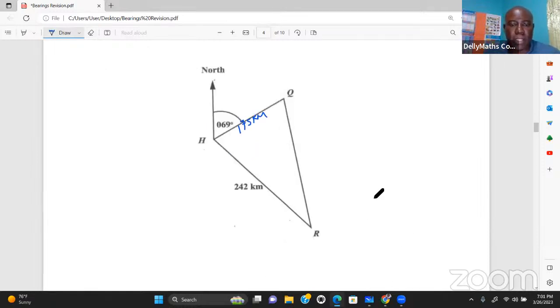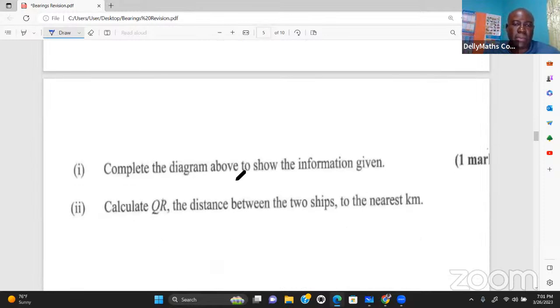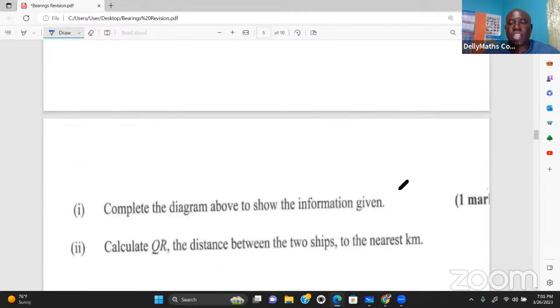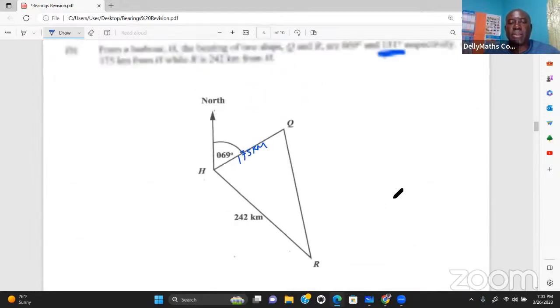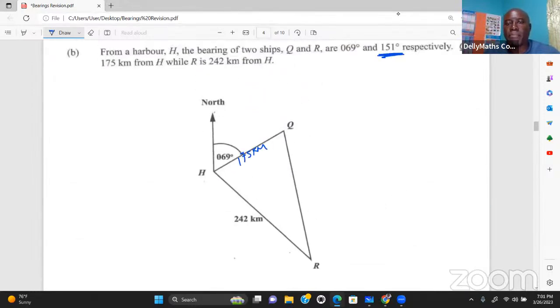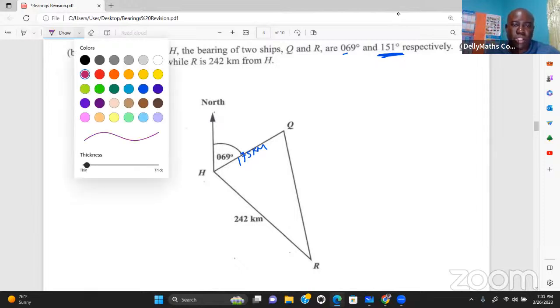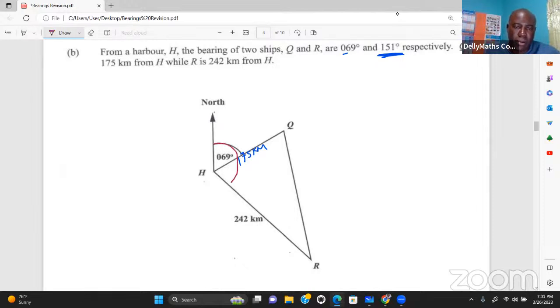All right, let's see what they want us to do. The first question is asking us to complete the diagram above to show the information given, 1 mark. There's only one thing missing, and it is the bearing 151. But if you read, it says from a harbor H, the bearing of two ships Q and R are 69 and 151. So the other bearing is coming from the same place, coming around here. And all of that is going to be 151 degrees, right? That new bearing that I just put there.